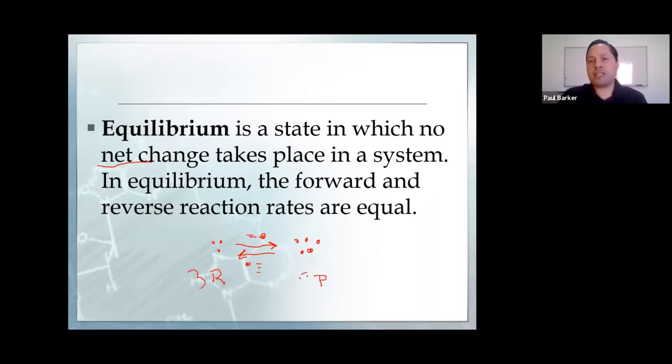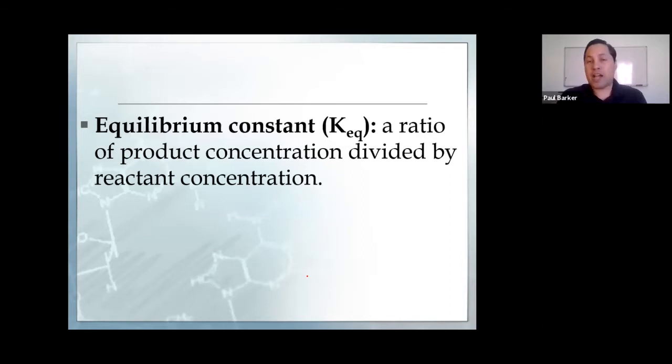So it's not when you have equal numbers of reactant and product, it's when you have the same number of molecules moving back and forth. So therefore, the overall numbers don't change. Now, equilibrium constant, that is what we're going to be solving for in this lesson.